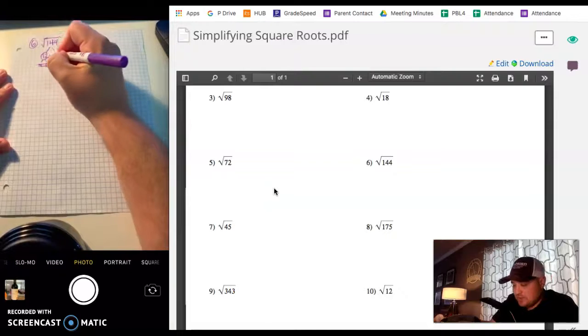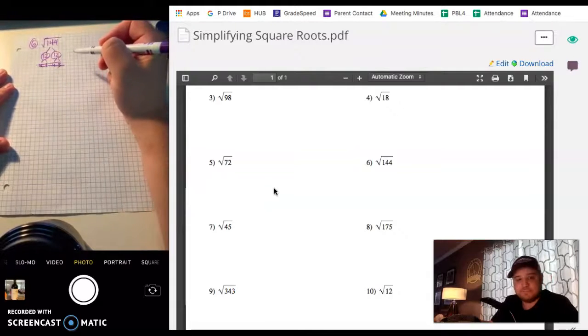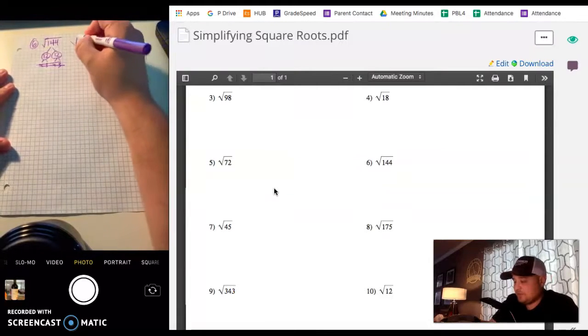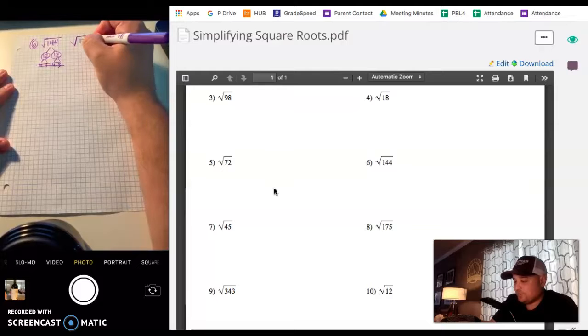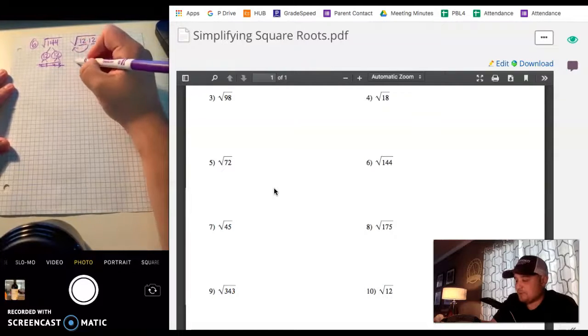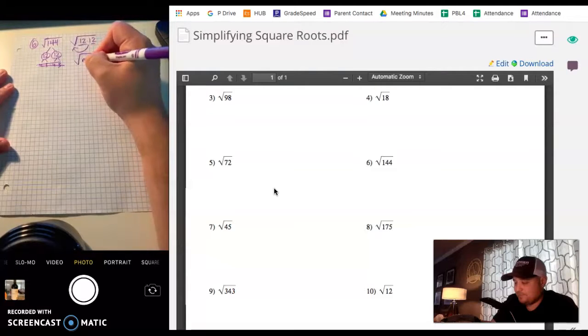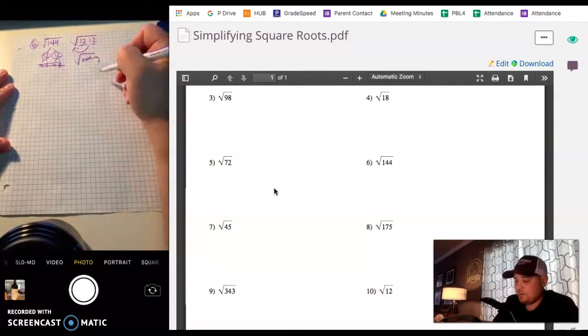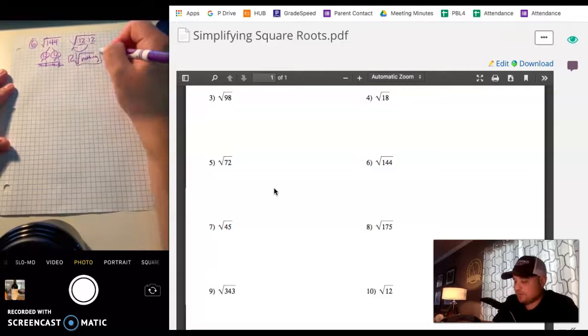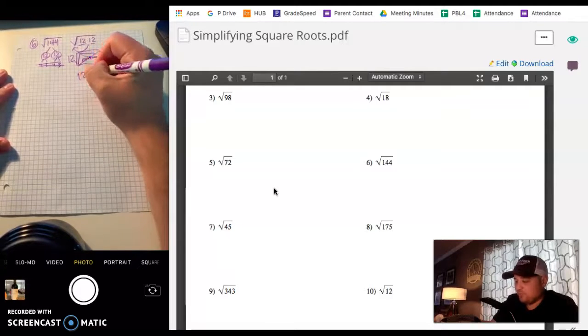I'm just going to say, here are my exit buddies. All right? So I'm going to say that 144 is 12 times 12. Here are my exit buddies. They get to pop out. And so what's left inside the square root is nothing. Right? We have 12 times the square root of nothing. Well, the square root of nothing is nothing. So our answer is 12.